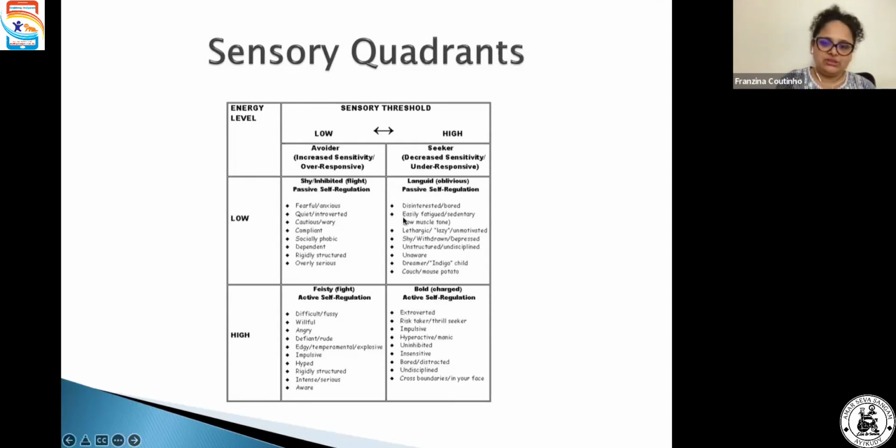Okay, do we have questions with this? So there are two components. One is the energy level and the other is the sensory level. Okay. Any questions?